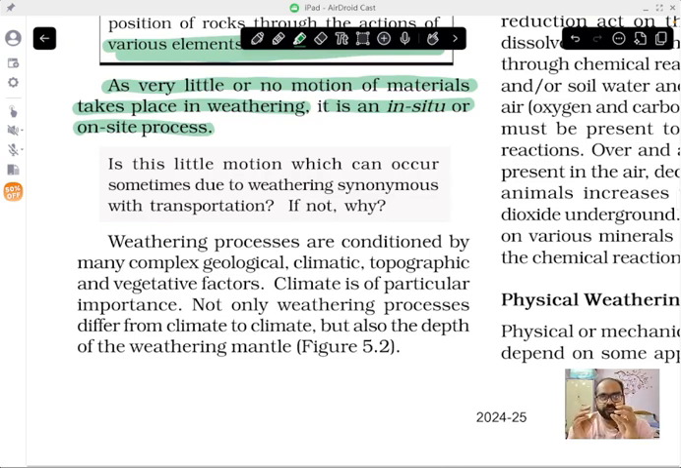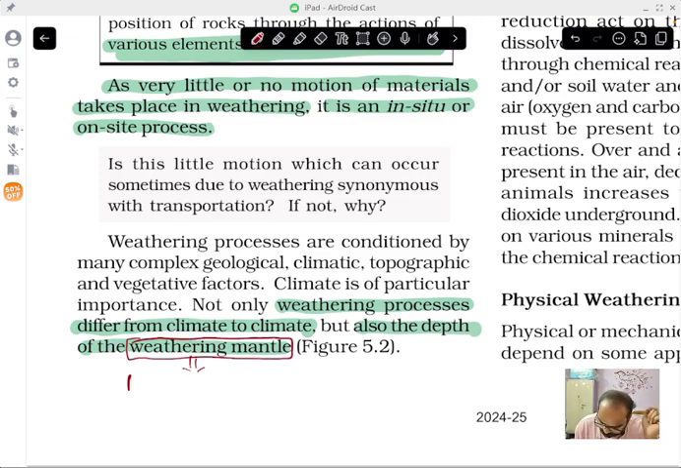So it is either an on-site or in situ process. See, in different regions, we have different amounts of temperature and pressure. That is, different climatic factors. So the weathering process differs from climate to climate. Not only does the weathering process differ from climate to climate, but also the depth of the weathering mantle. Weathering mantle means it is the product of weathering.